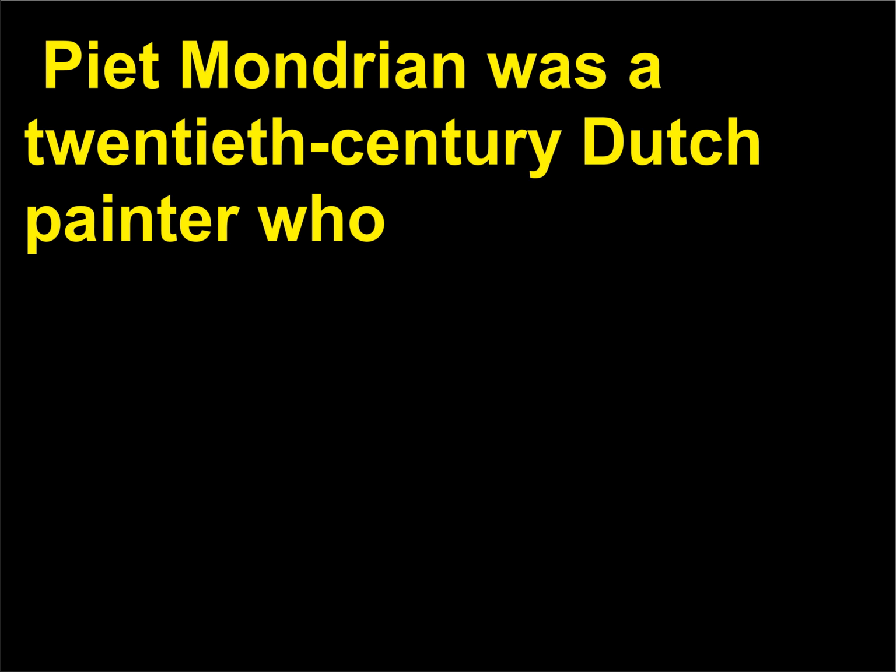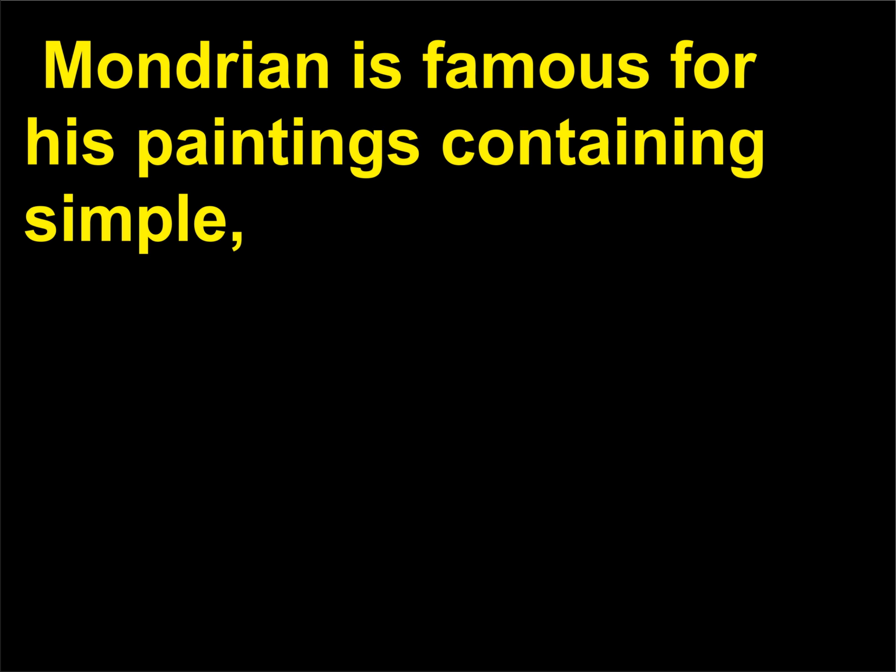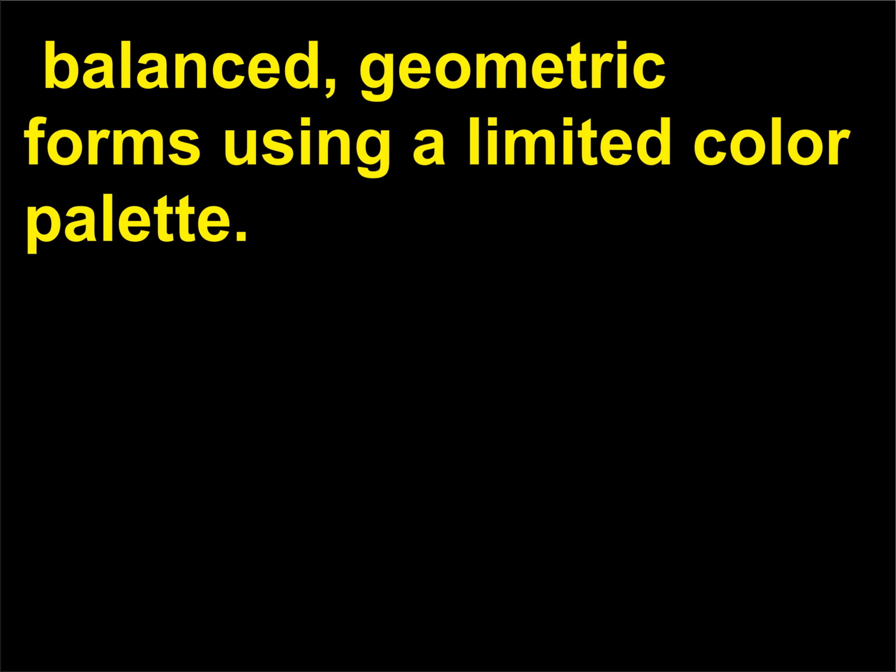Piet Mondrian was a 20th-century Dutch painter who pioneered abstraction in an art movement called de Stijl. Mondrian is famous for his paintings containing simple, balanced, geometric forms using a limited color palette.